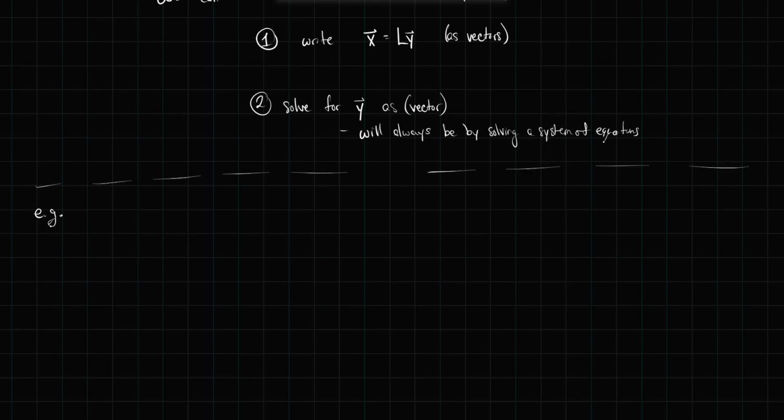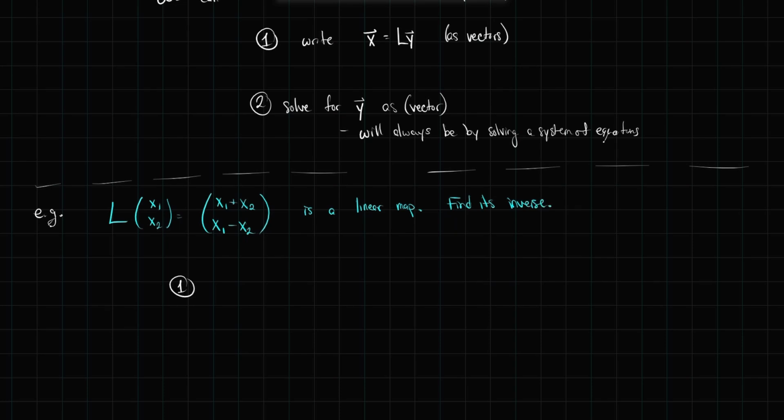So a nice example. Let's consider the linear map, and let's just take it for granted that this is linear. I'm just telling you this. L of x1, x2 equals x1 plus x2, x1 minus x2. So there's a linear map. Let's find its inverse. So what are we going to do?